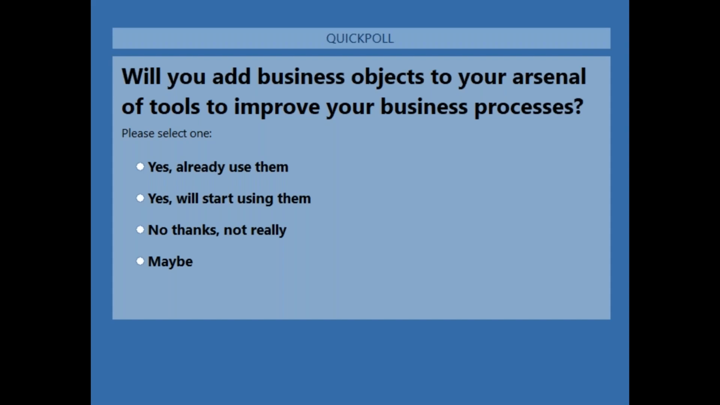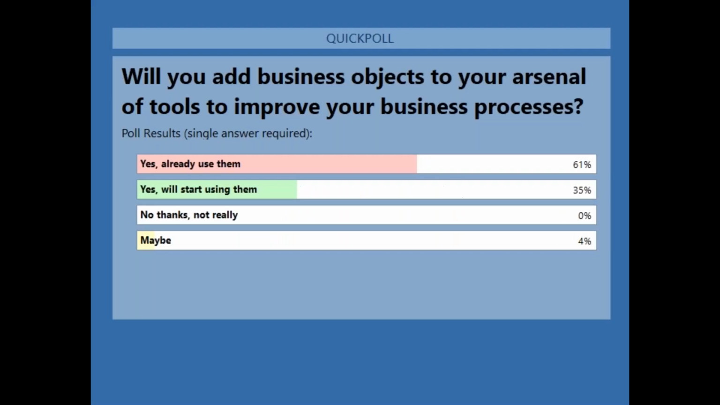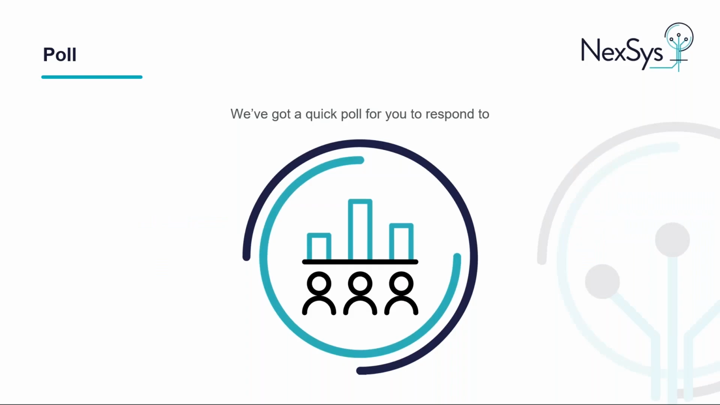67% have voted already. We're almost there. 85%, and so I will look to close in 5, 4, 3, 2. Great. So it looks like 61% are already using them. 35% are going to start using them, and 4% are undecided. Great. Thanks very much for that.